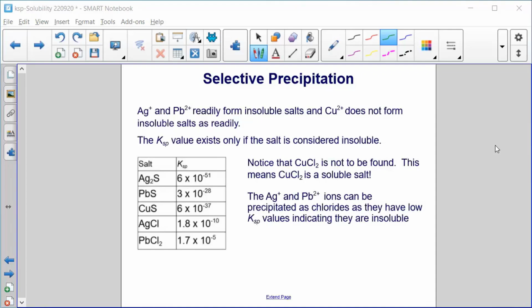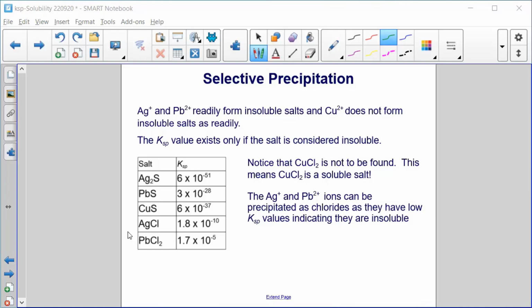Silver ion and lead 2+ ion readily form many insoluble salts. The copper 2+ ion doesn't form the insoluble salts as readily. We have KSP values for silver sulfide, lead 2 sulfide, copper 2 sulfide. They're all much less than 1, so not very soluble. Silver chloride and lead 2 chloride also have these very small KSP values. The value exists only if the salt is insoluble, and we don't have one for copper 2 chloride, meaning that it is a soluble salt.